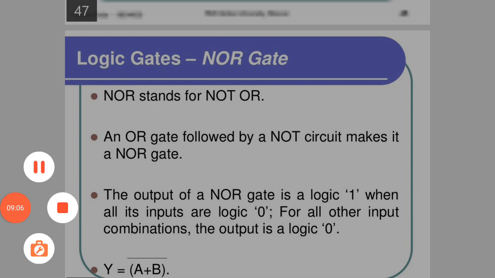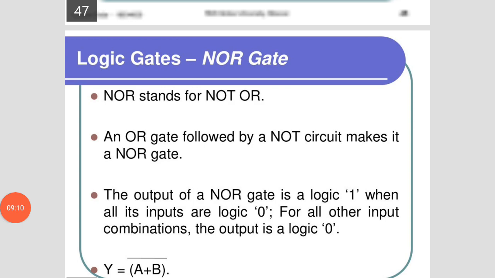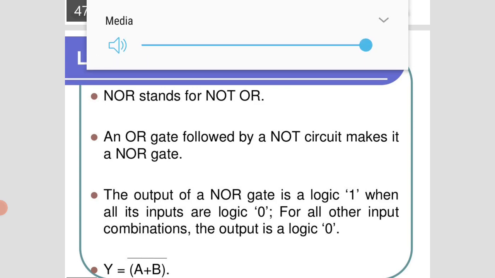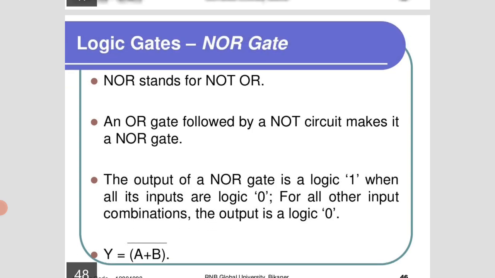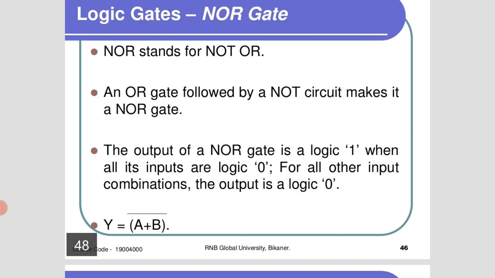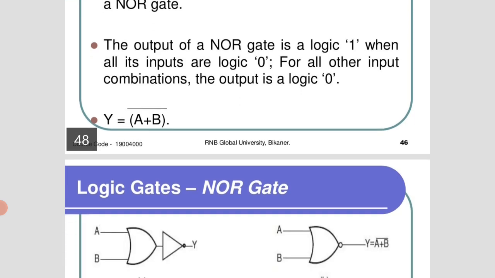After the NAND gate we see the next logic gate, the NOR gate. NOR stands for not OR, and an OR gate followed by a NOT circuit makes it a NOR gate. The output of a NOR gate is a logic 1 when all its inputs are logic 0. For all other input combinations, the output is a logic 0. NOR gate, Y is equal to A plus B whole bar.